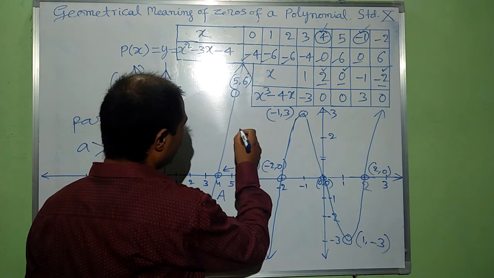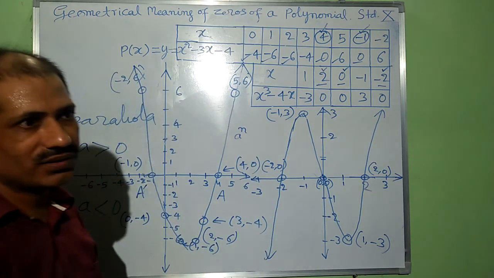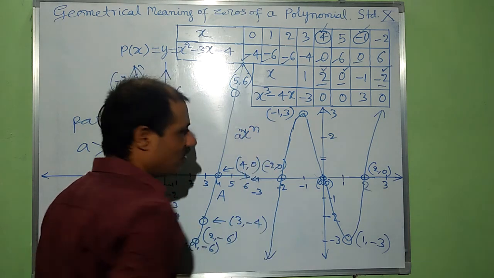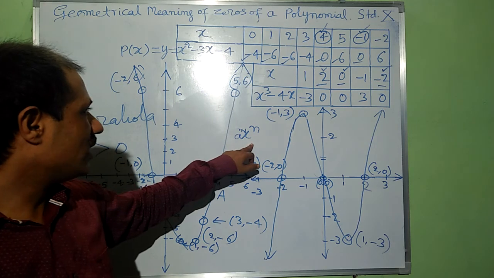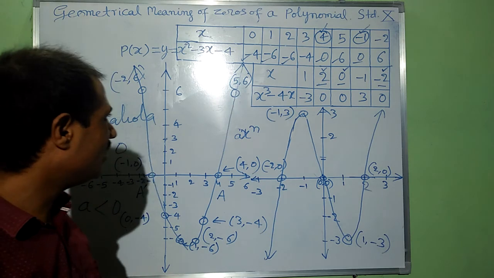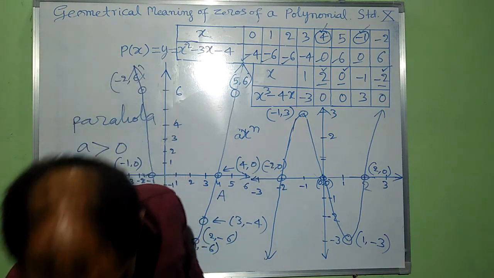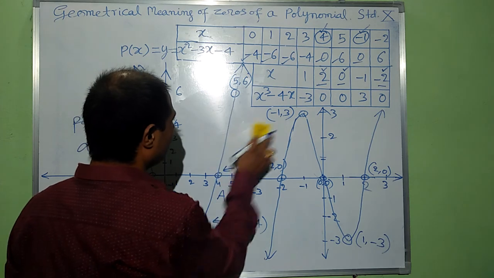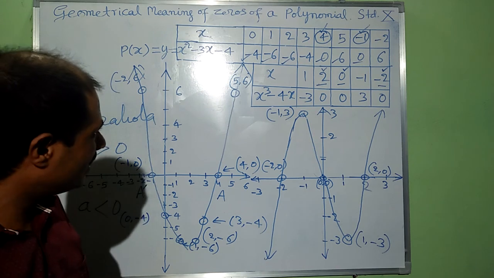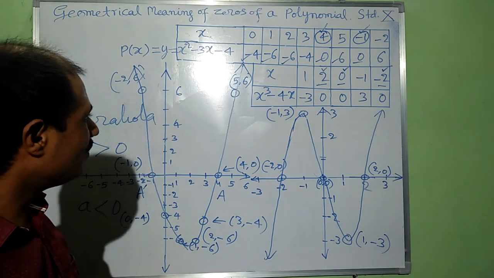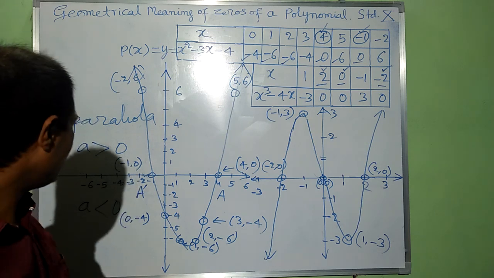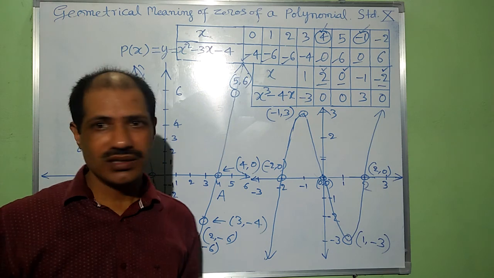If the degree of the variable is n, then the total number of zeros will be n. At most, the number of zeros will be equal to n. This is the general result for a polynomial. If its degree is n, then the total number of zeros will also be n. That's all. Thank you very much for watching.